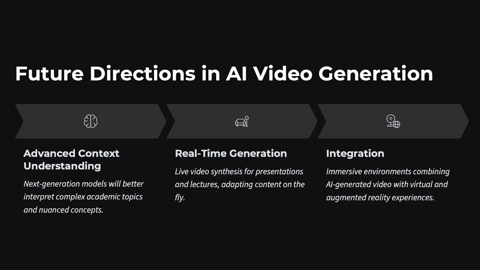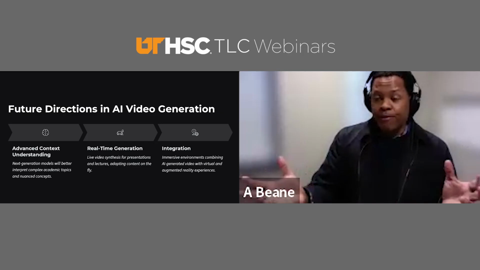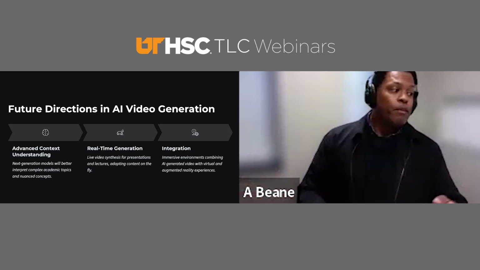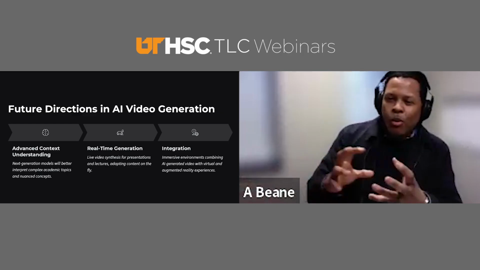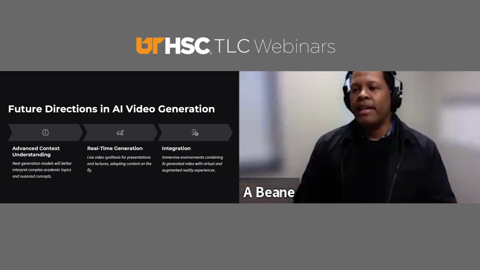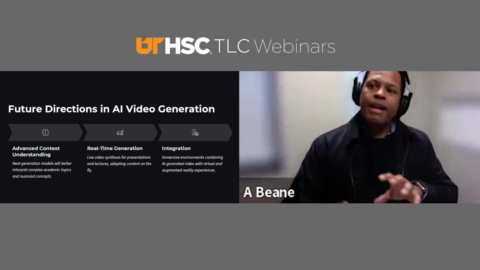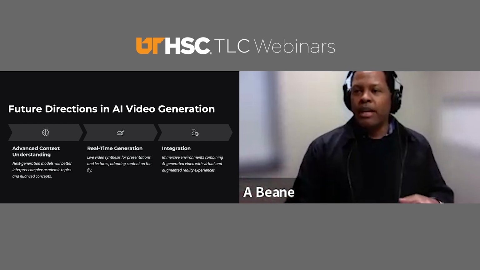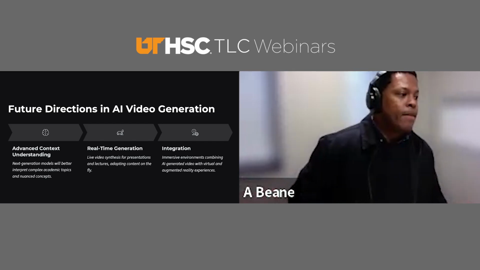Next generation models will better interpret complex academic topics and nuanced concepts. Taking your concept and making it work through AI and structuring it, that's what this app and its features are designed to do. It better interprets something that we can't think about right away or know what we're looking for. By putting it in this app and making it work, it makes it work for us. And then from there, we're able to shift and add the information that we need to create. In other words, it saves us time and brain power.